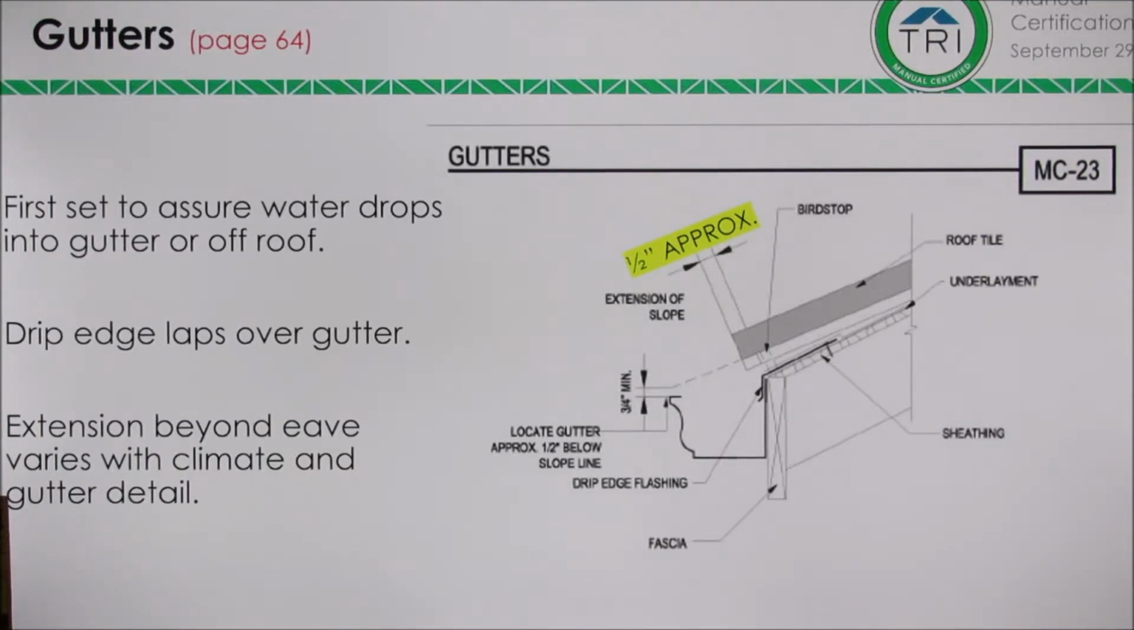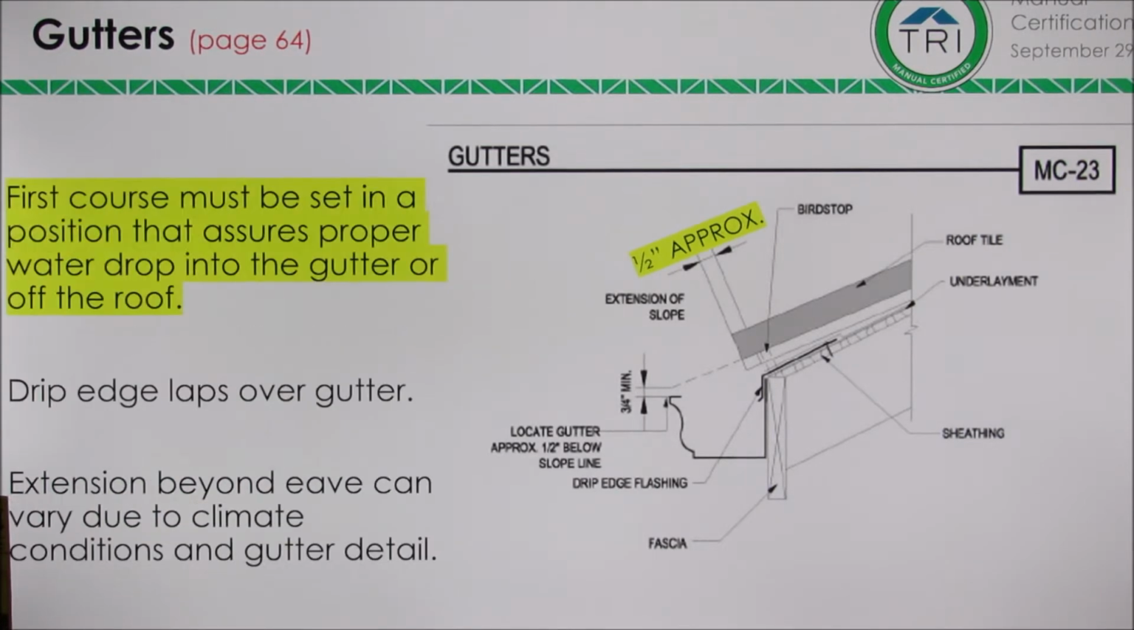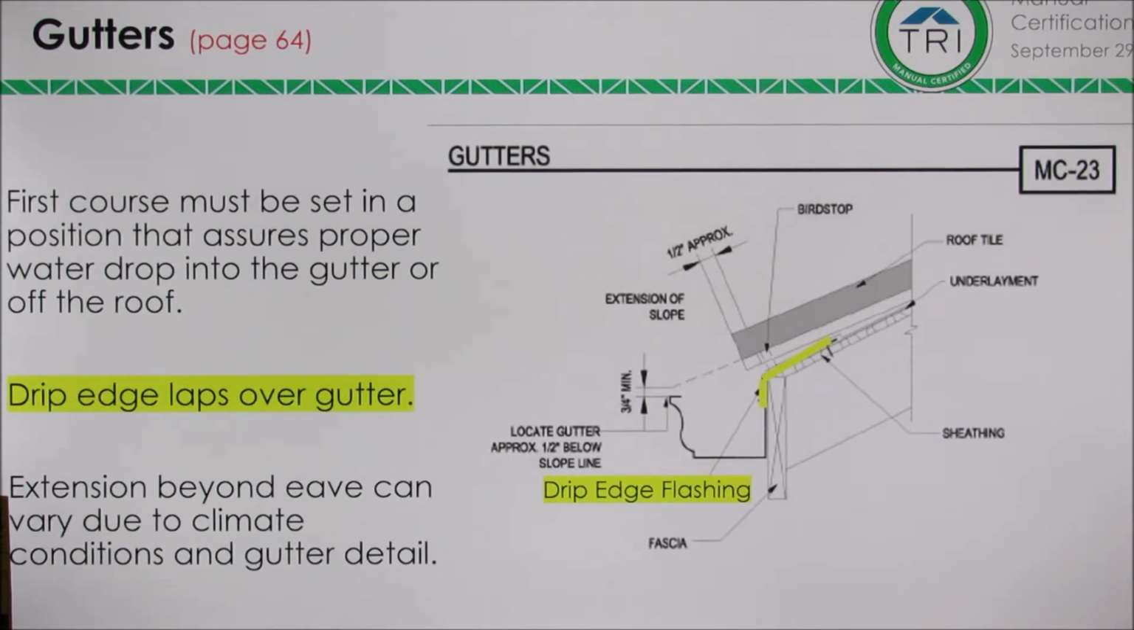Okay, and then if you flip to page 64, you'll see that it says 1/2 inch approximate for the overhang of the gutter. That's because the various tile have different needs or requirements. First course needs to be set in a position that will assure proper water drop into the gutter or off of the roof. And then the drip edge laps over the top of the gutter.